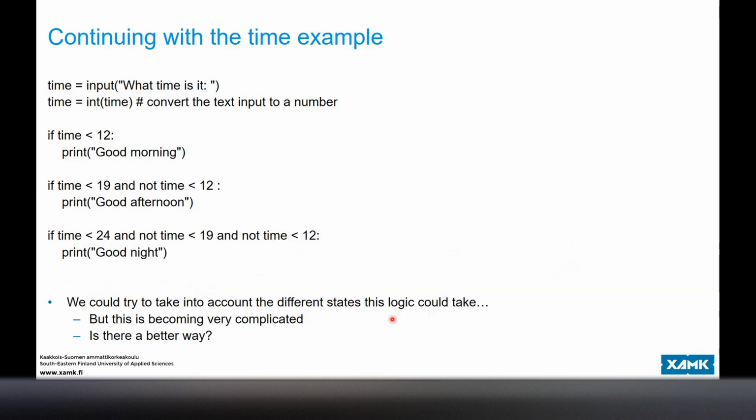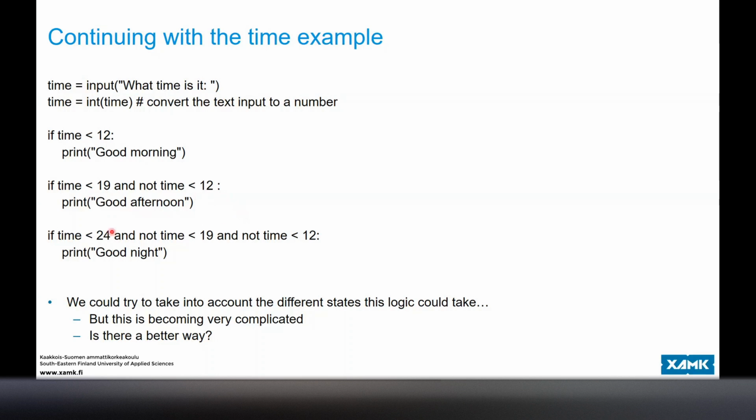So maybe we could try to take into account the different states that this time could possibly be in. So let's add something like, well, for anything before 12, it's always just going to say good morning. And let's maybe say, okay, if the time is before 19 and it's not before 12. So not is another keyword that you can use to specify the opposite of something. While we could say if the time is less than 19 but greater than 12, I've spelled that out as time is less than 19 and time is not less than 12.